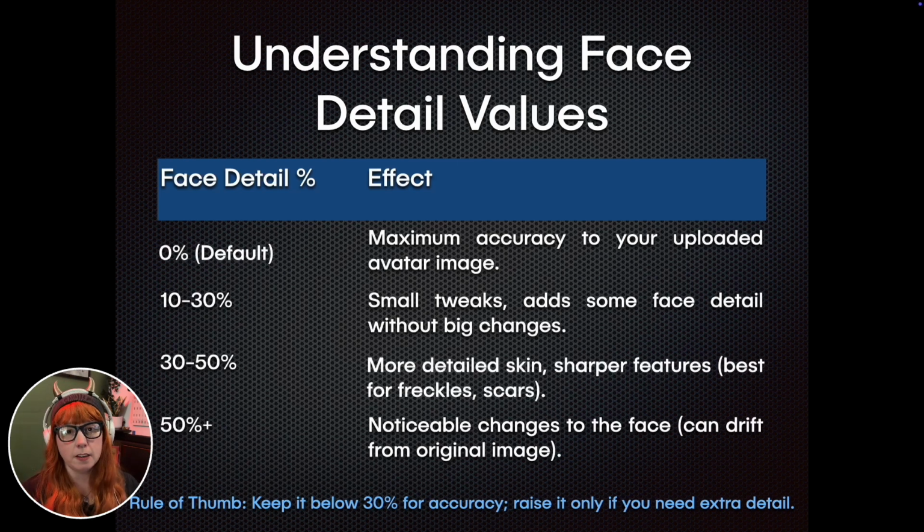Between 10 and 30%. Small tweaks. Add some face detail without big changes. This is where the majority of my kin sit. Without a boost, I don't have a single kin over 22%, I want to say. Because if you have a kin with a full beard, having this slider too low is going to make it look like a fake beard. Raising that up is going to give the natural facial texture. And then also be able to have the freckles, the lines, like if your kin has lines on their face, stuff like that.